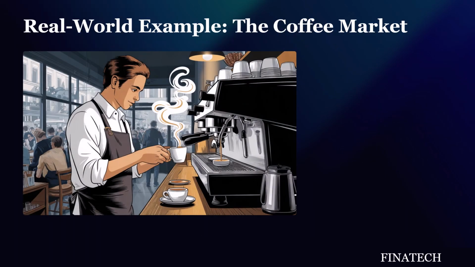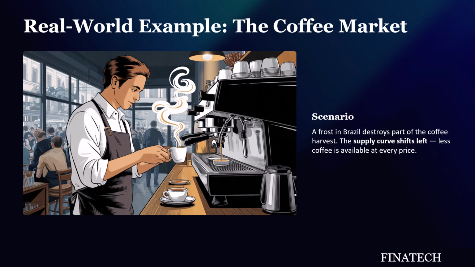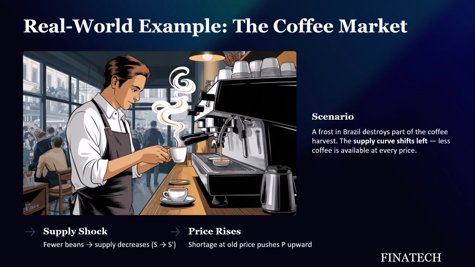Real-world example: the coffee market. Scenario: a frost in Brazil destroys part of the coffee harvest. The supply curve shifts left, so less coffee is available at every price. Supply shock, price rises, and a new equilibrium is reached.